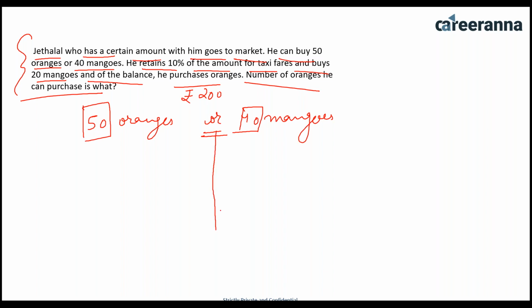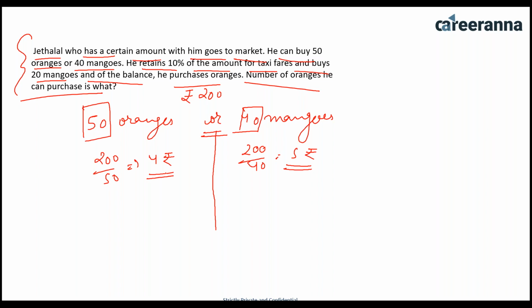So now what I can do. What is the value of an orange? It is 200 divided by 50, 4 rupees. Similarly, 200 divided by 40, it is 5 rupees. So the value per mango is 5 rupees and the value of an orange is 4 rupees.